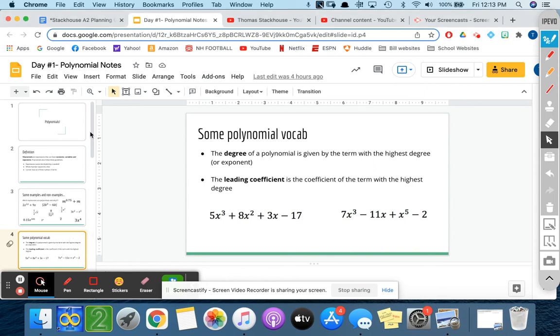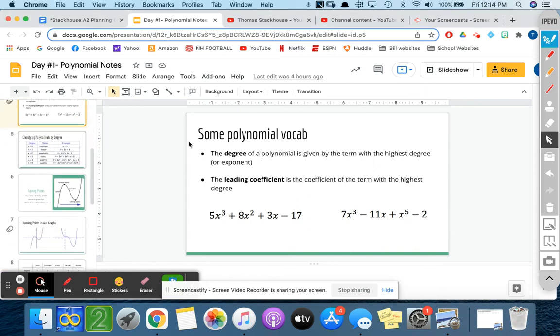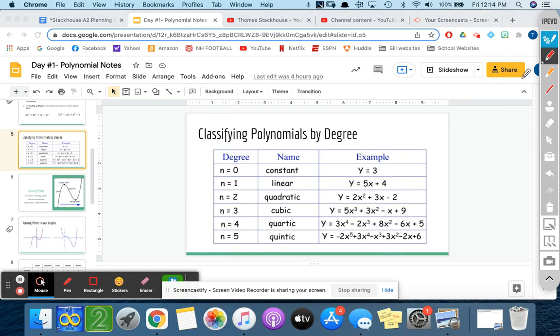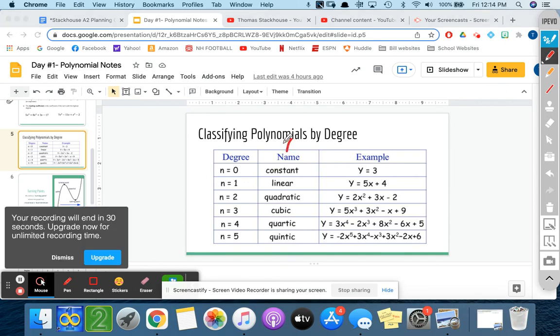Let me just scroll down a little bit. Now, you are not responsible for this table at all. I do not expect you to know these math vocab words. You will hear me say them in class. For example, something to the 3rd power is called cubic. You might hear me say that, but what you'll say is it's a 3rd degree polynomial. Technically speaking, the math vocab for 5 is quintic, but you can say 5th degree.